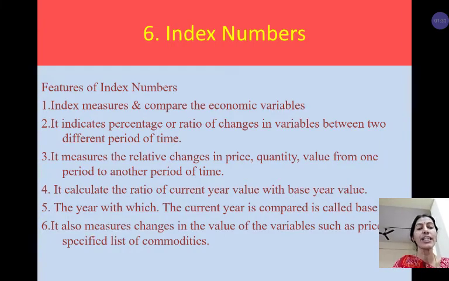I hope you remember aggregative price index. Remember, we had tomato, onion, milk, etc. Their prices and basket of goods and services. How it can be measured with the help of aggregative weighted price index. So these are the features of index numbers.